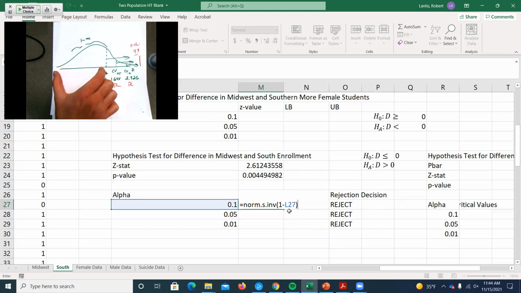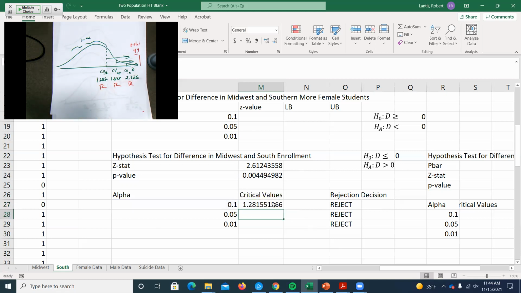That's the area that I want to the left of this critical value because the area I wanted to the right was 0.1. So now if I hit enter here, sure enough, it gives me approximately 1.282. Now Excel can be a little more precise even than I was before, right? Notice we had to round to the third decimal here, so Excel can be even more precise. And now once I have that entered once, if I've got my alphas lined up like this, I just copy down and I've got my three critical values, okay?